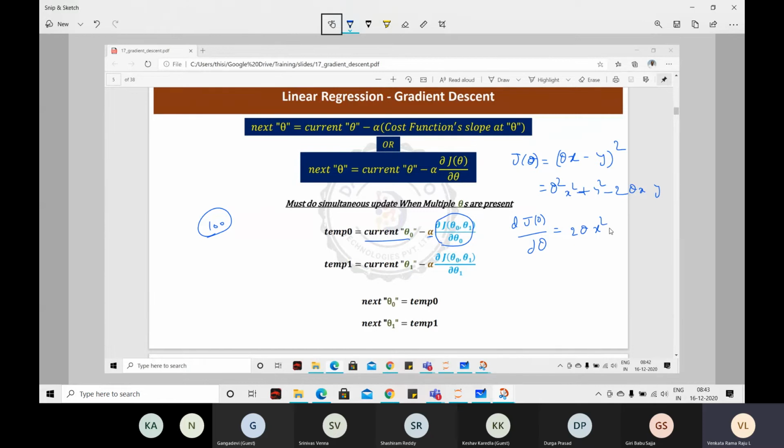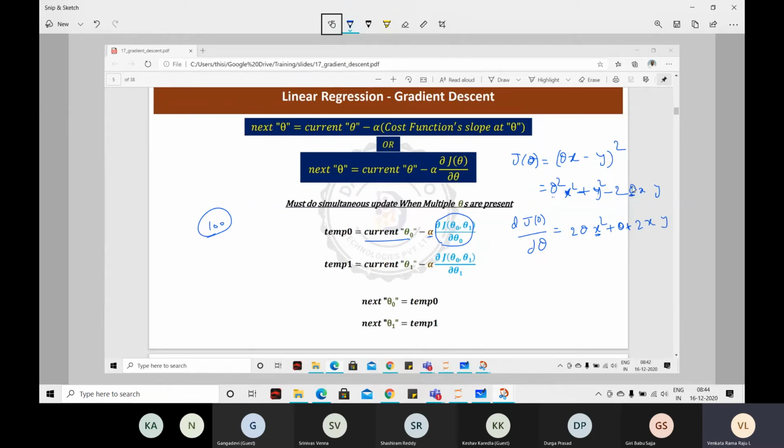When you calculate the derivative of theta square x square with respect to theta, theta becomes the variable and the multiplier becomes a constant. That is calculus. Theta square's derivative with respect to theta is 2 theta. And y is a constant. When you calculate the derivative of a constant, it becomes 0. Plus 2 theta x, so it becomes 2xy.